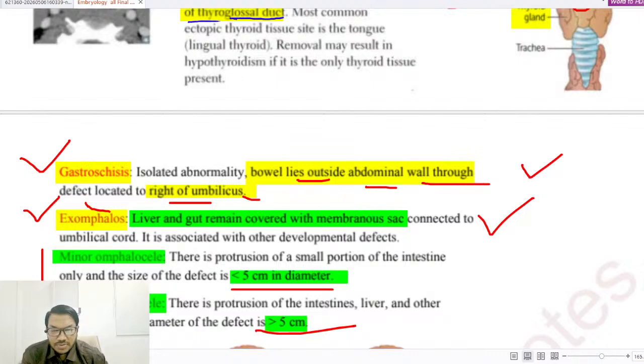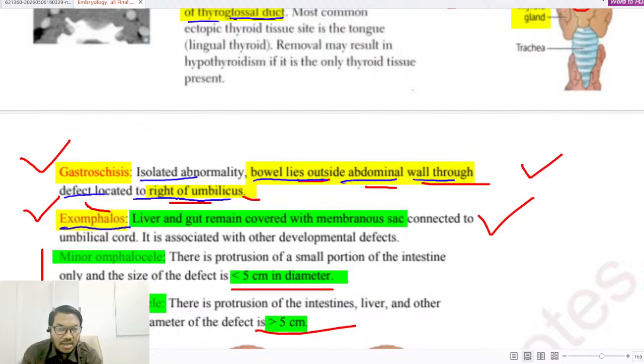Gastroschisis, exomphalos. We discussed this before also. In gastroschisis, viscera will be out of the abdomen, to the right of the umbilicus. This is a kind of herniation of the abdominal content to the right of the umbilicus. The bowel lies outside the abdominal wall through a defect located to the right of the umbilicus. This is gastroschisis. And if it comes through the umbilicus, then it is exomphalos or omphalocele.